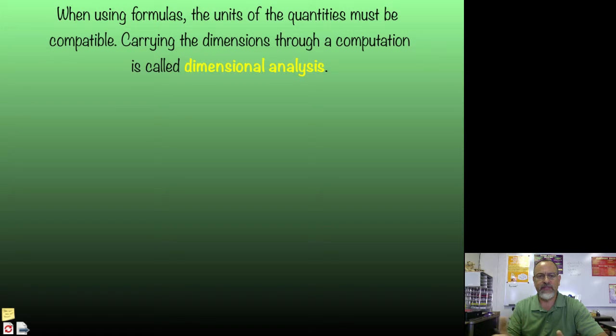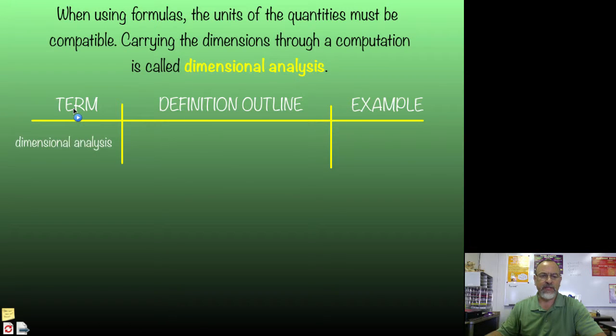If we're measuring distance, it may be feet or inches or miles. When we're measuring other quantities in physics, it might be forces in newtons or something like that. But everything has a unit of measure attached to it. And when we use formulas, we want to carry the units throughout our calculation. This is called dimensional analysis. So essentially, dimensional analysis is using units when we're calculating.